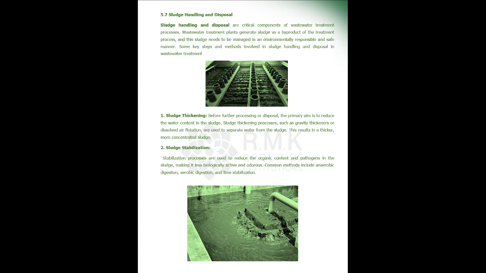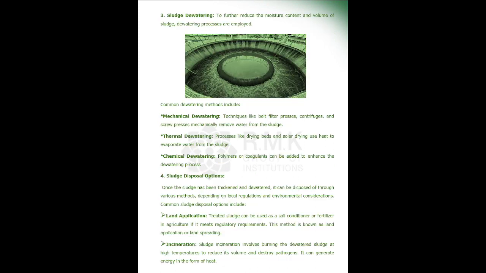Then we have sludge stabilization. How to do the stabilization of sludge? You have the very important organic content and the pathogens, that is, microorganisms, which are there in the sludge. Stabilization makes them biologically less active and less odorous, since they give an unpleasant smell. The methods we can use to stabilize the sludge are anaerobic digestion, aerobic digestion, and also lime stabilization.